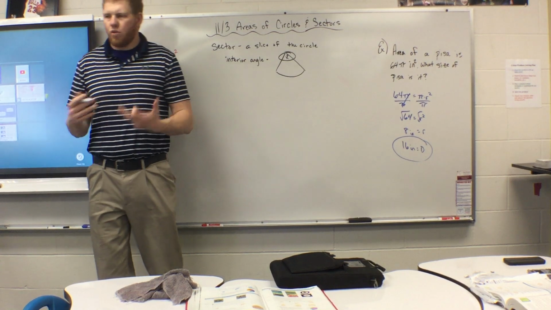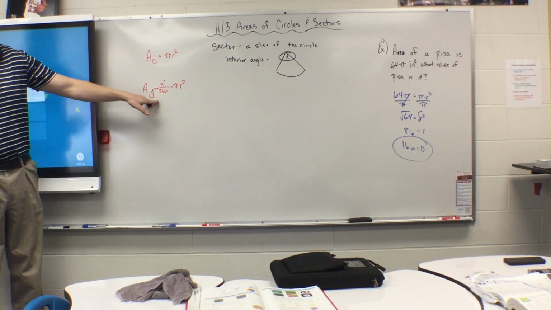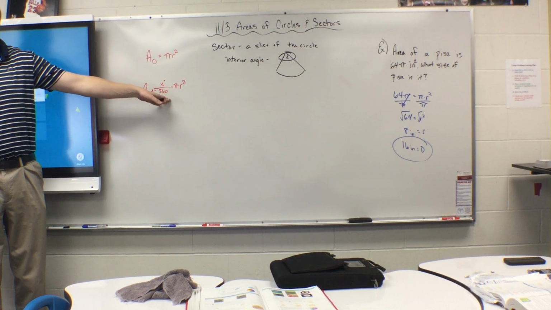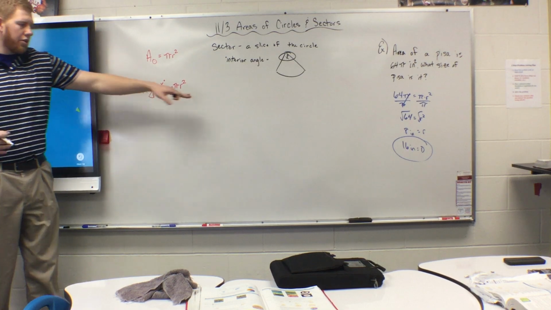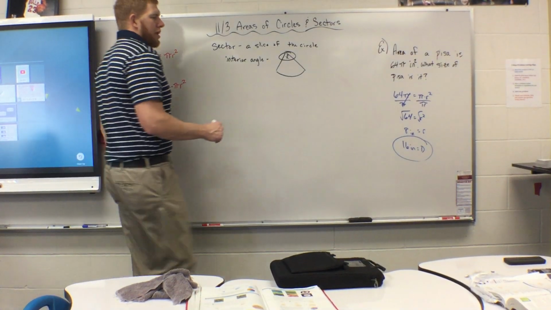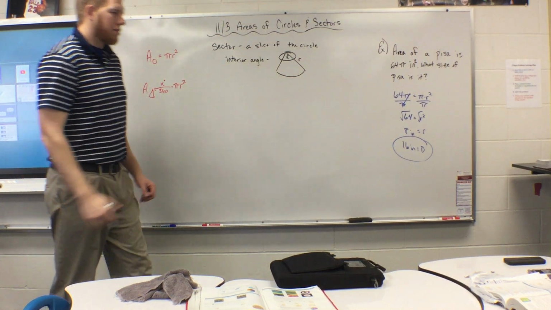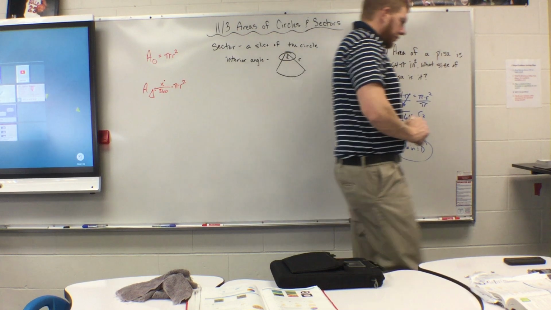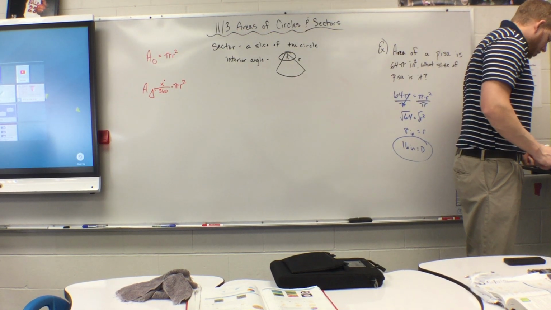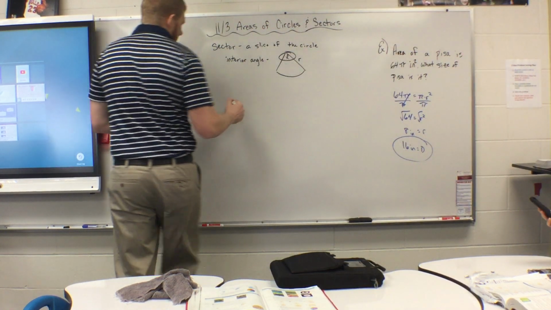360. It's 360 all the way around. So that's why for the area of a sector, it's going to be x over 360, whatever degrees over 360 there is, still times pi times radius squared. And remember, our radius here would be that. Questions?